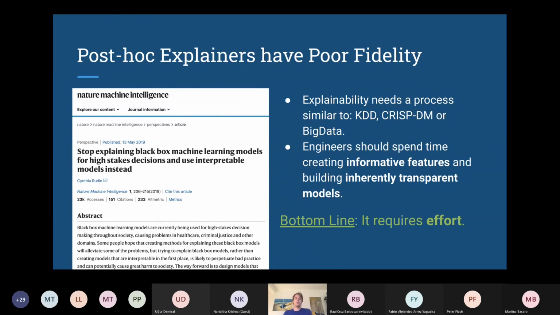As opposed to spending more time on building these surrogates and deploying them, maybe engineers should spend more time on actually building informative features and inherently transparent models. Explainability should not be just an afterthought. But then it requires effort to do these things, whereas with surrogates, you can just plug them in at the end of your machine learning pipeline and get some sort of explanations.